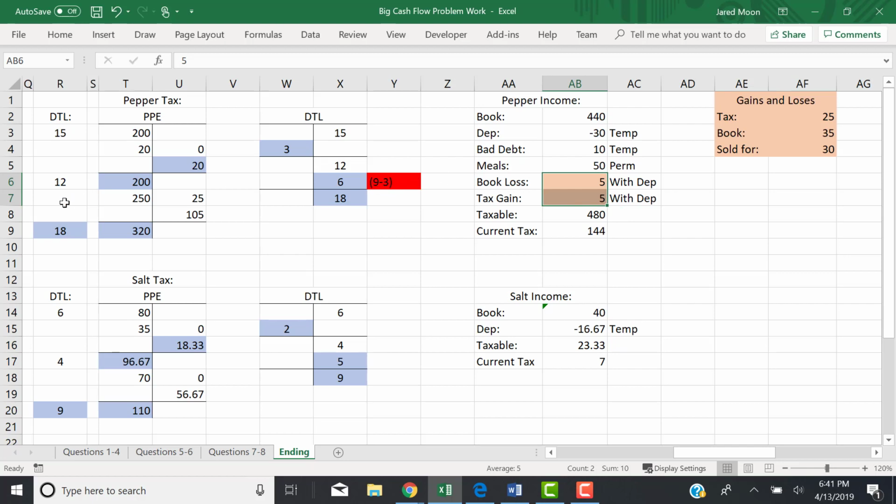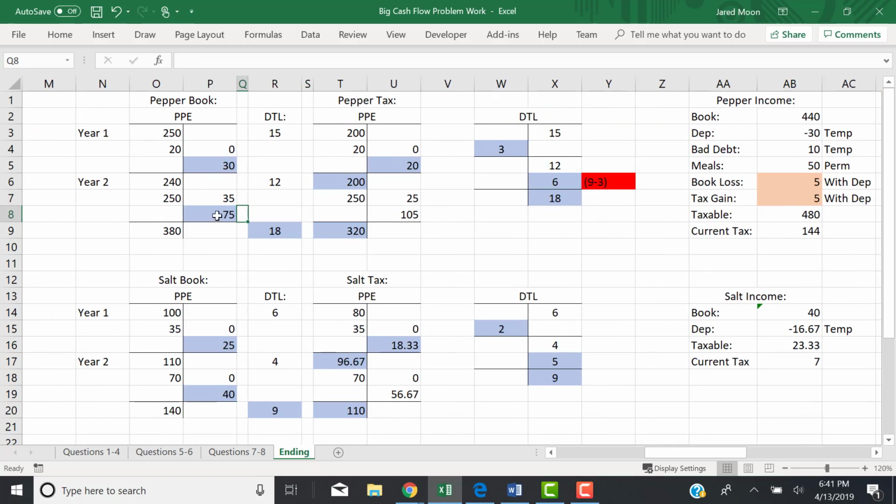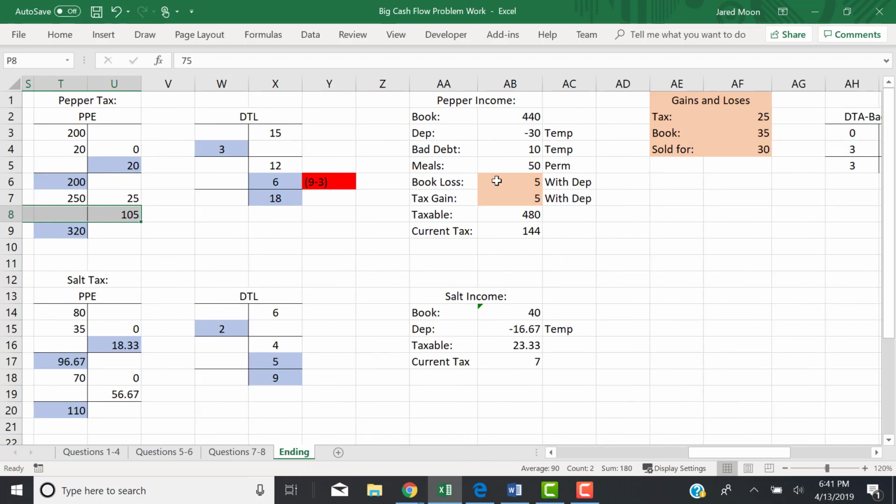9 minus 3, or the difference of, let me drag over here, the difference of 30 times 0.3, and the difference of 10 times 0.3. So 9 minus 3 equals 6. So that's kind of cool, a little bit of how that all works together.